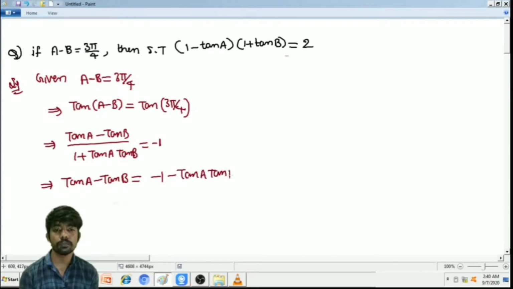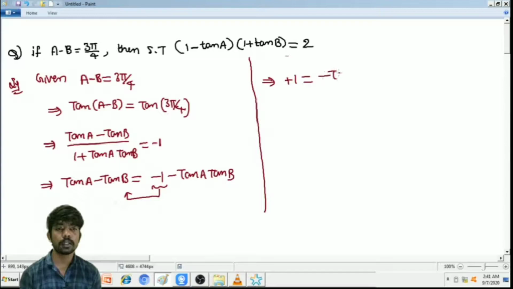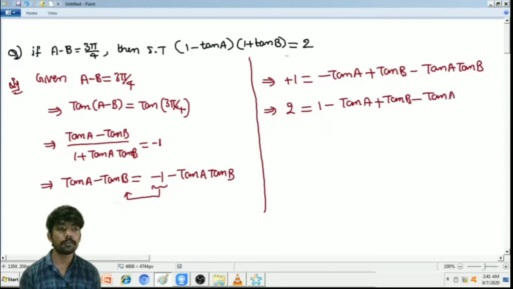Now I am rearranging this. Just bring the minus 1 to the left hand side and the remaining terms to the right hand side. So minus 1 goes to the left hand side and will become plus 1. Next, minus tan a plus tan b minus tan a tan b. So adding on both sides, 1 plus 1 is 2, 1 minus tan a plus tan b minus tan a tan b.